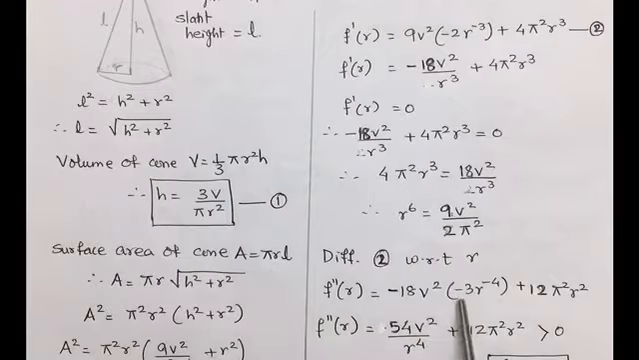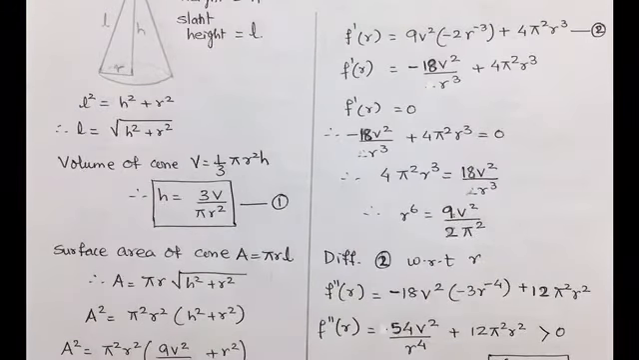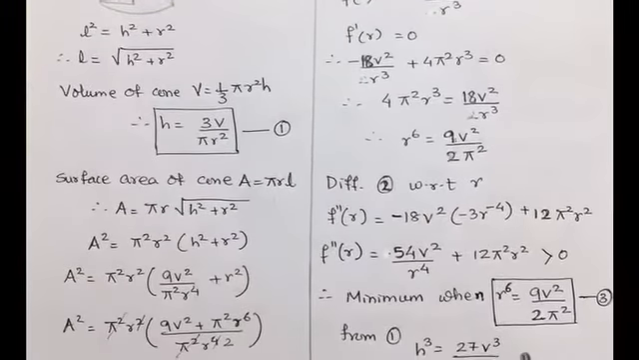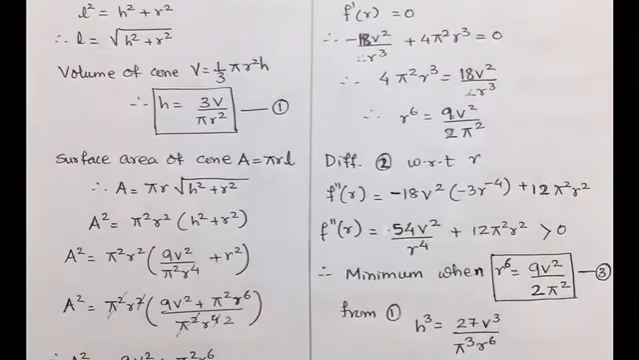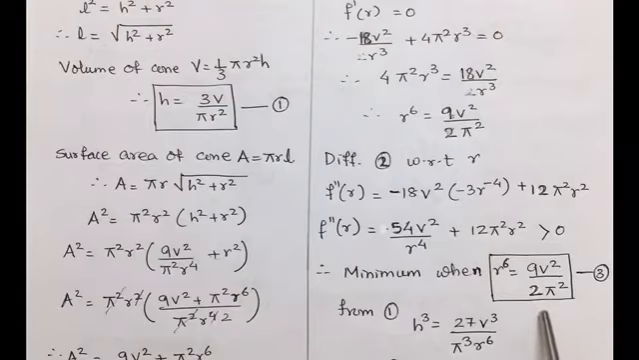Multiplying minus 18 minus 3 makes it 54v square r raised to 4 plus 12 pi square r square. Now as all the terms, that is the power of r, is even, this whole term becomes positive, so it is greater than 0. Therefore it becomes minimum when the value of r raised to 6 is equal to 9v square upon 2 pi square. This we have marked as statement 3.